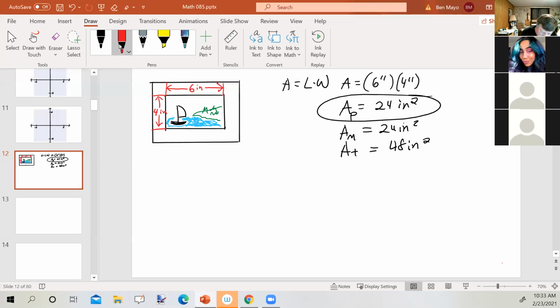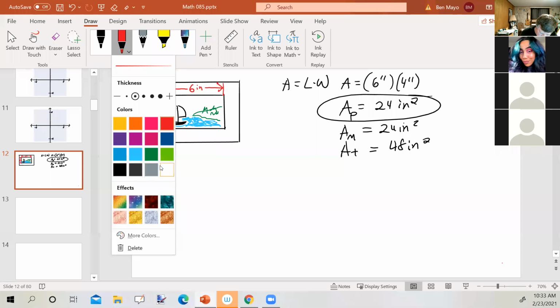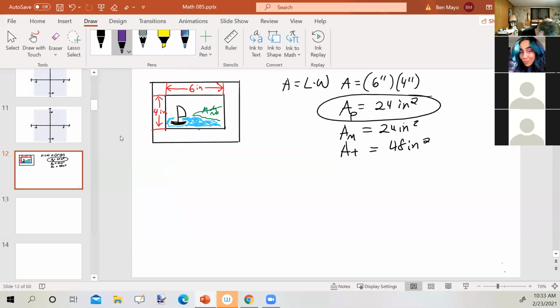Let's use purple. Let's call this dimension right there X, which also means this dimension is X. It's X, that's the width all the way around the picture. Before I go any further, any questions?